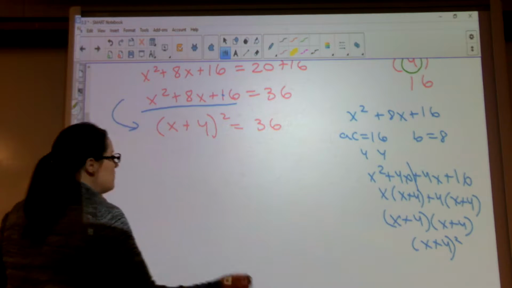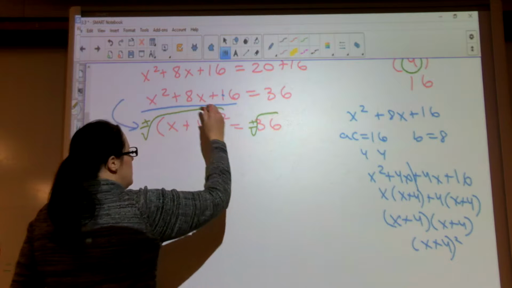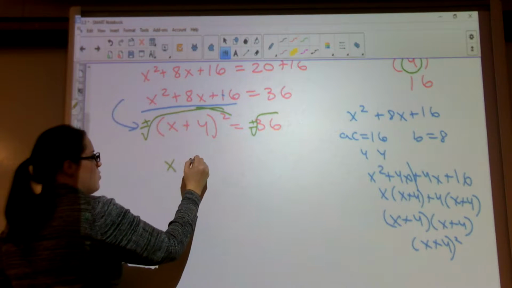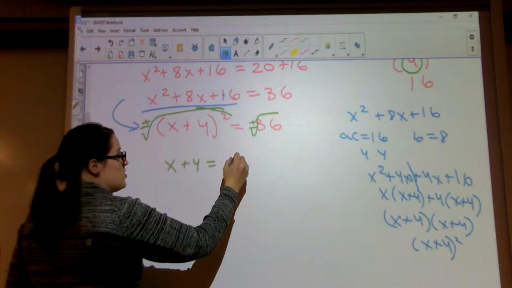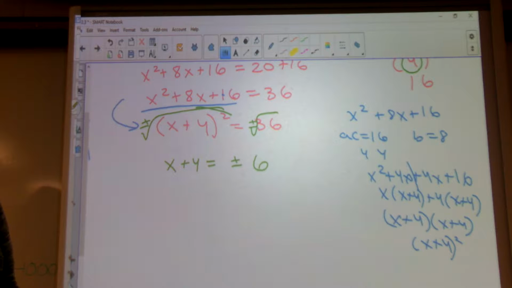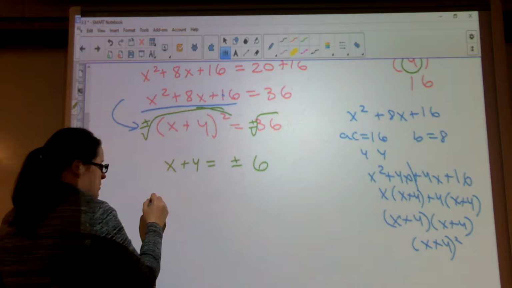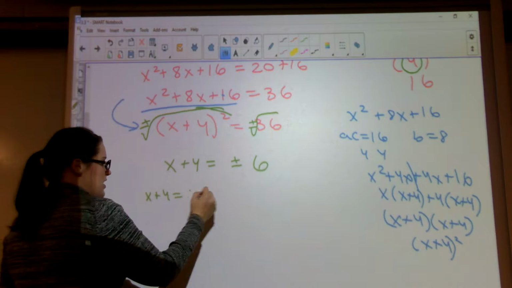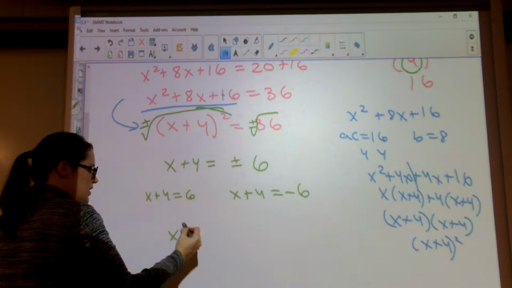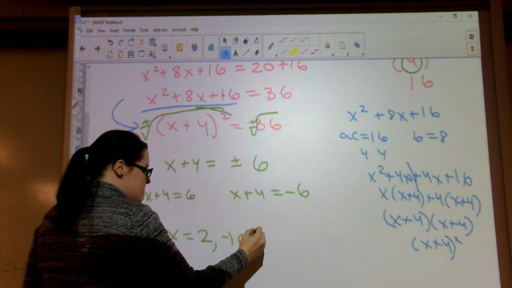Now let's solve. Plus or minus square root. Square and square root reduce. They undo each other. So I have x plus 4 equals plus or minus 6. I can go ahead and take the square root there. Okay, so now think about it. I have x plus 4 equals 6, and x plus 4 equals negative 6. So here I get 2, here I get negative 10.